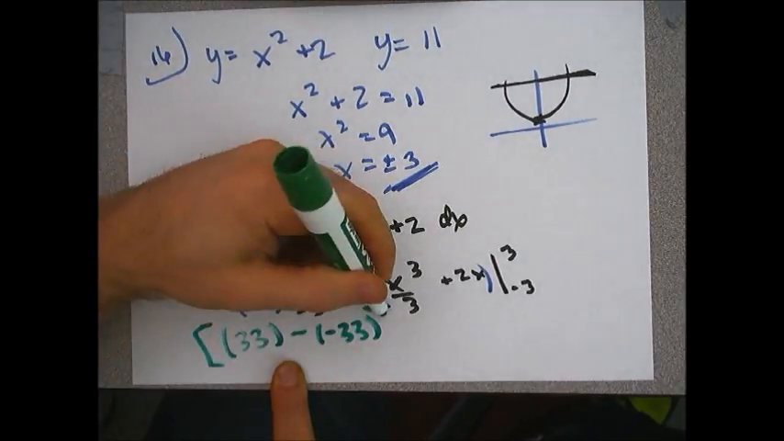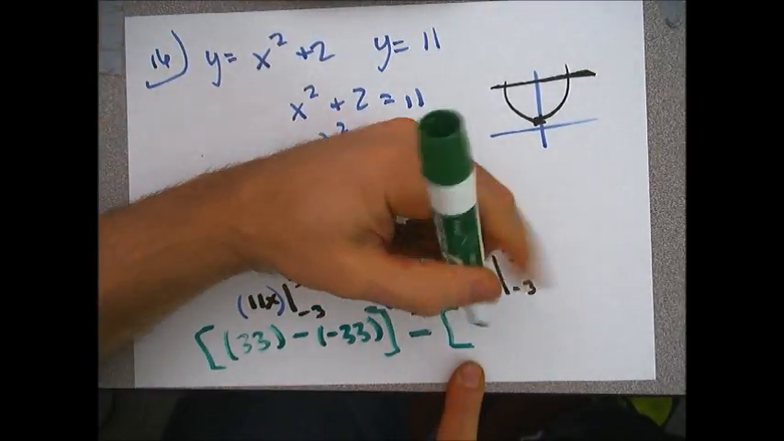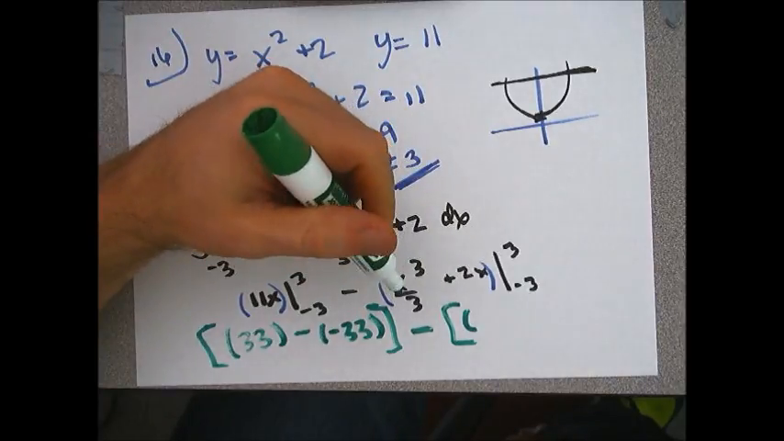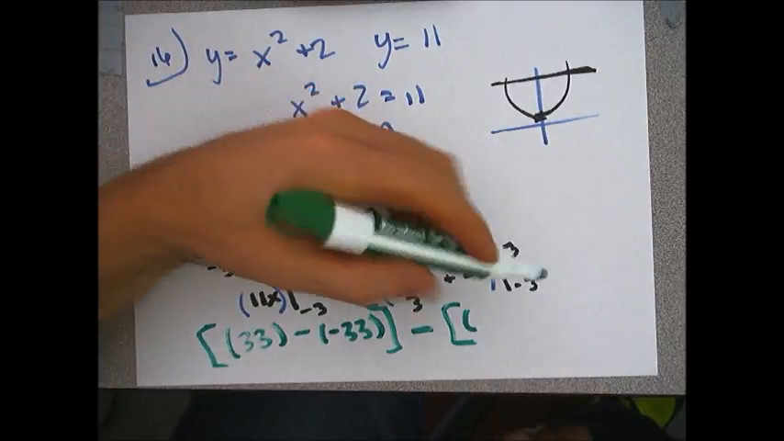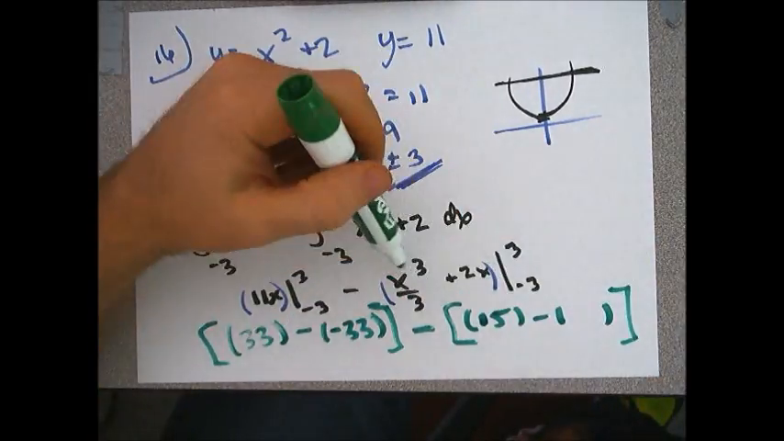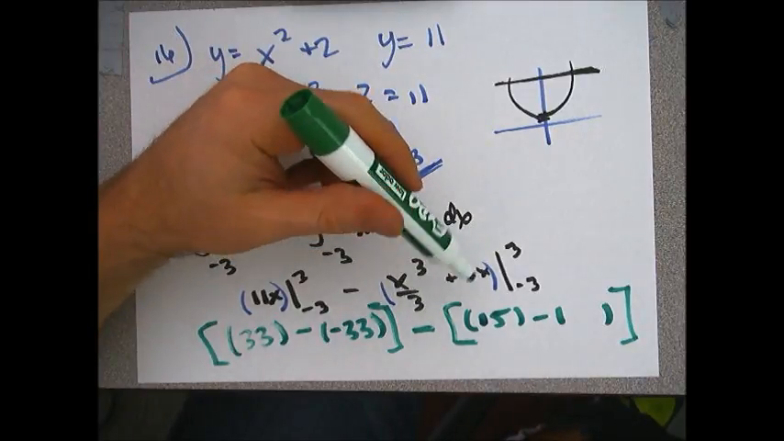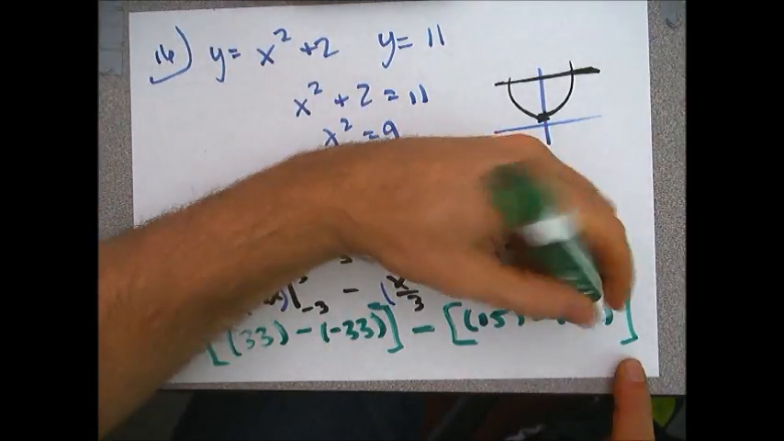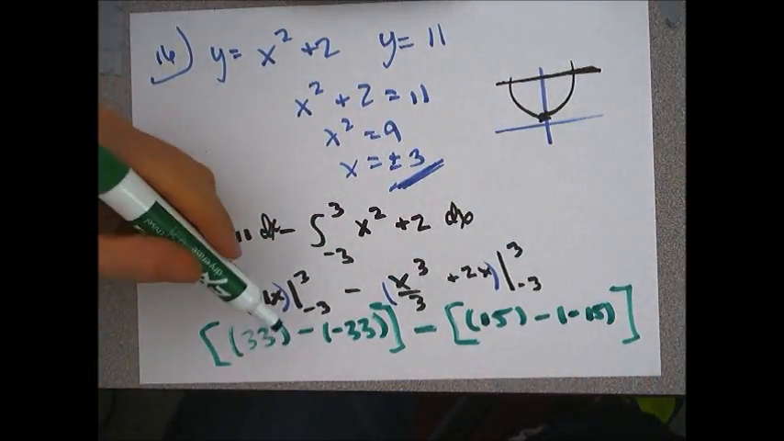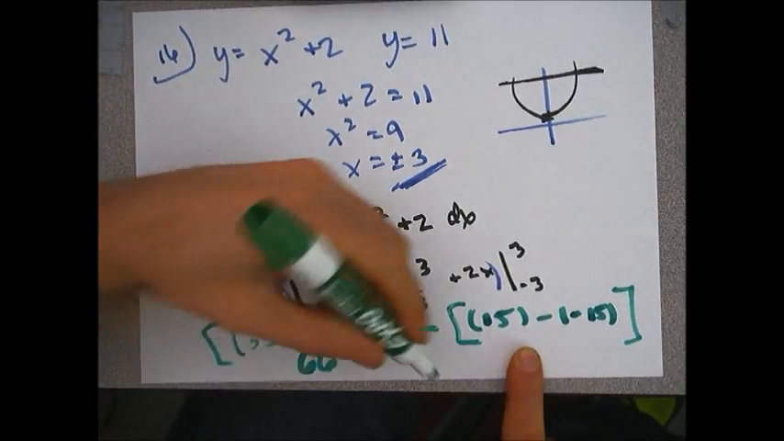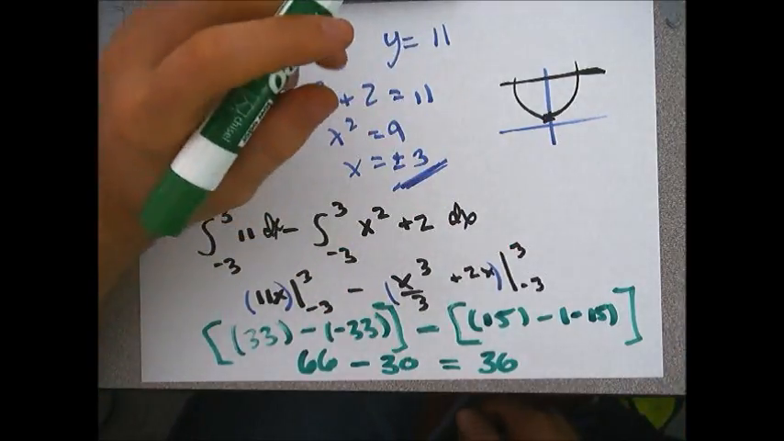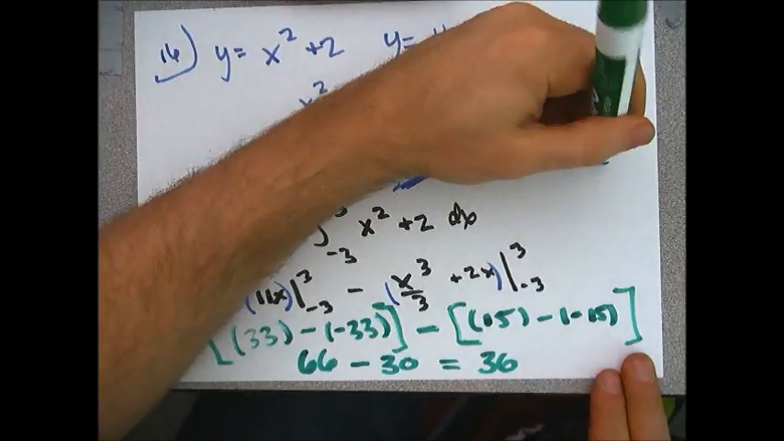So let's bracket that all off. That's that part. Minus, what do we get over here? Plug in 3. What do we got? 3 to the third is 27, over 3 is 9. 9 and 6 is 15. Minus, what do we get? Negative 3 in here gives me negative 9 minus 6 is a negative 15. So let's do some simplifying. 33 minus a negative 33, double negative plus, gives me 66 minus 30 is 36, and 36 is choice C.